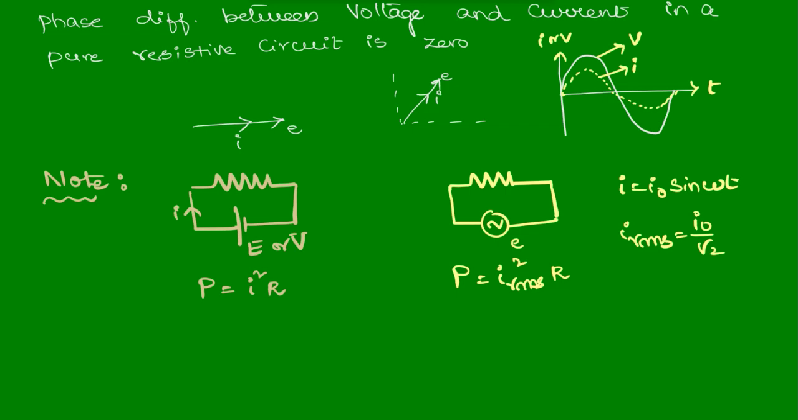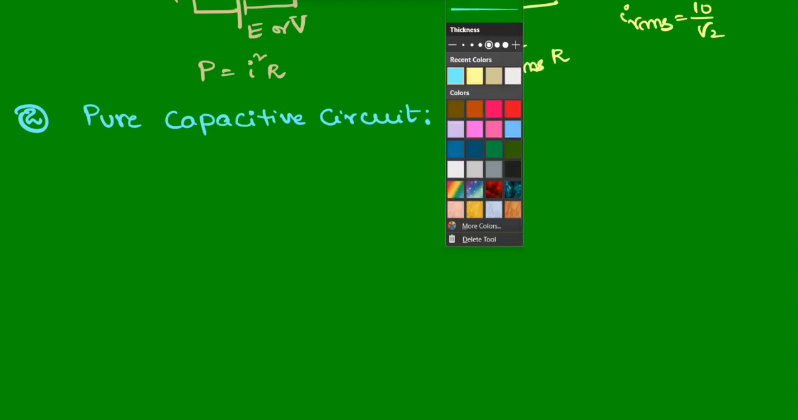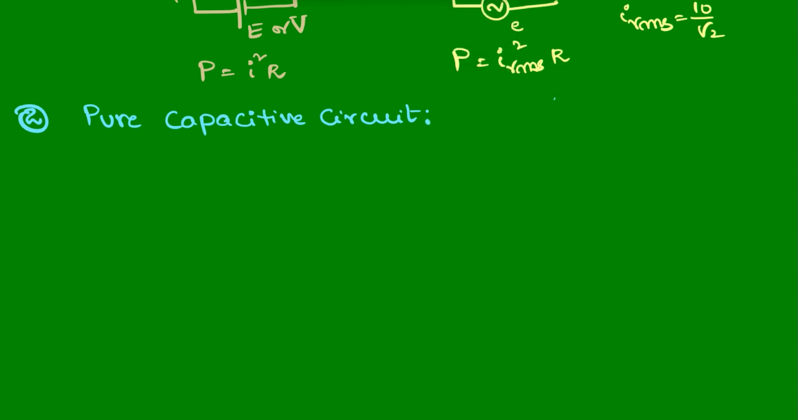Then if AC is connected to a pure capacitive circuit, this is our second circuit, the pure capacitive circuit. In this pure capacitive circuit, there is a capacitor of capacitance C connected to an external source like this.